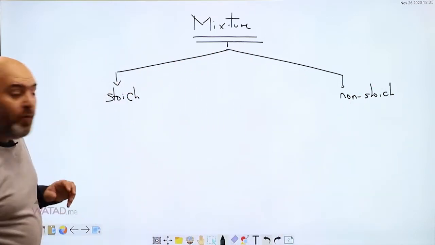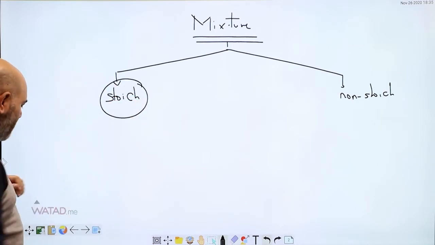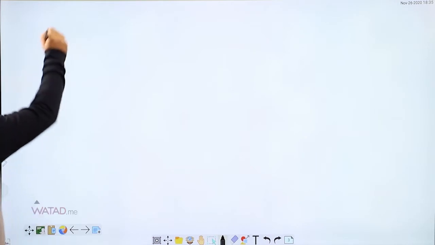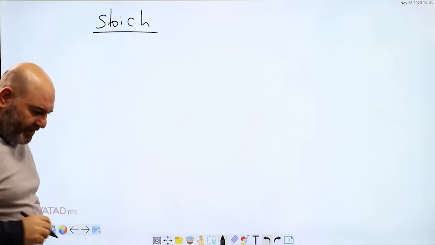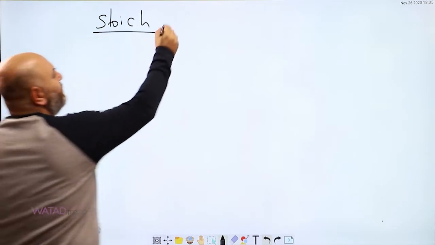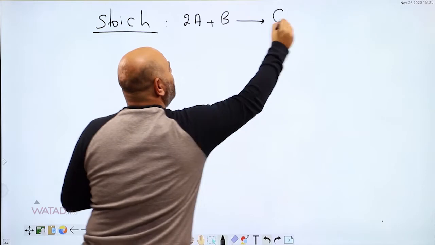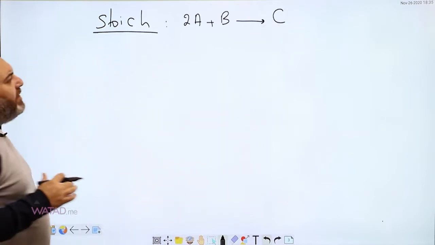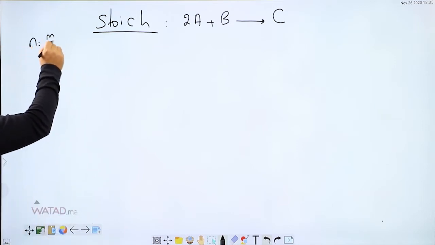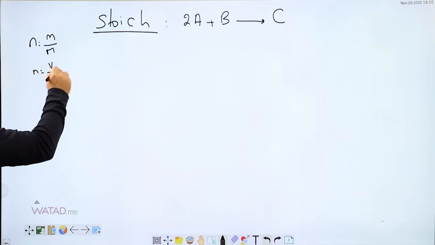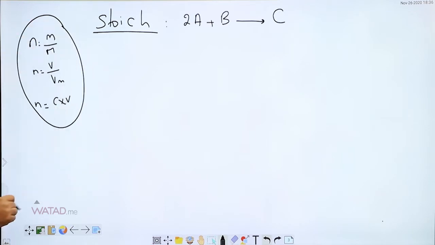When we want to discuss a stoichiometric mixture, we have several rules and steps we must follow. Therefore, the first mixture that I want to introduce is the stoichiometric mixture. Step number one, I will assume the reaction that I will study here is 2A plus B gives C. My advice to you: always keep in mind these relations, because without these relations, you will not be able to understand how to start solving any problem in chemistry.